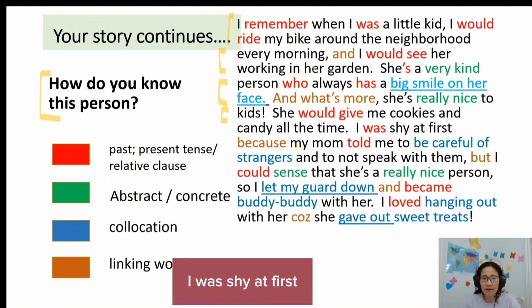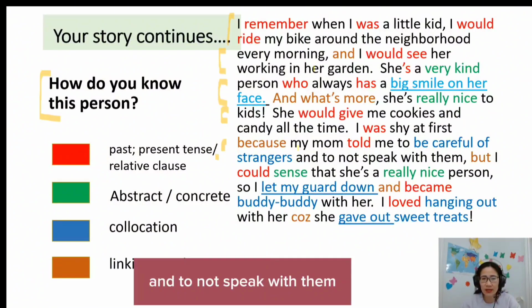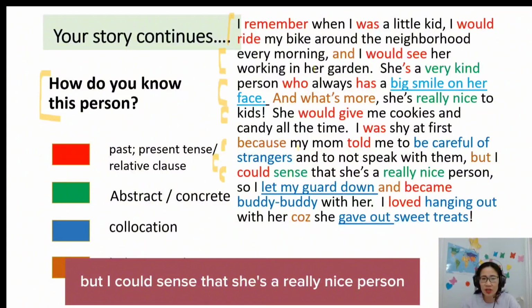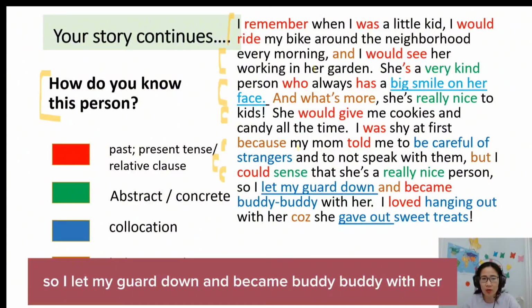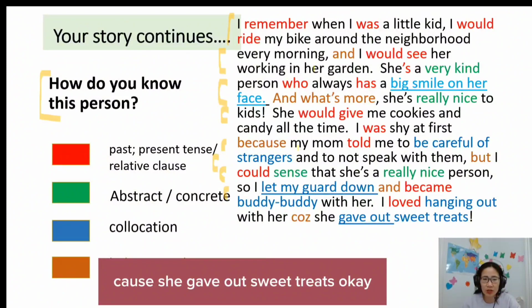I was shy at first because my mom told me to be careful of strangers and to not speak with them. But I could sense that she's a really nice person. So I let my guard down and became buddy-buddy with her. I loved hanging out with her because she gave out sweet treats.